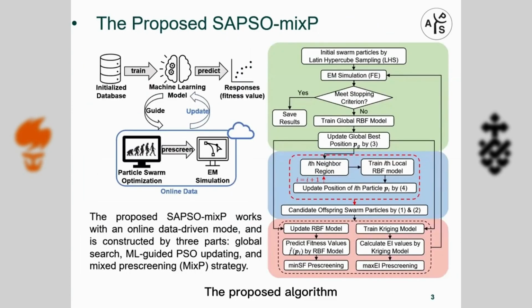The proposed algorithm works with an online-driven mode. The algorithm starts with a section of initialization. Then, a global search part is conducted with the assistance of global RBF networks. Next, a machine learning-guided PSO updating mechanism is employed to generate offspring candidates. Finally, the proposed mixed pre-screening strategy is integrated.